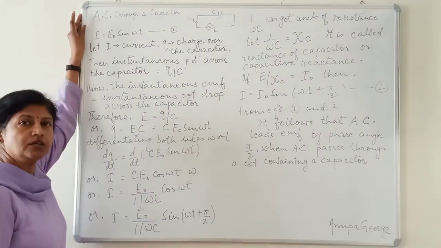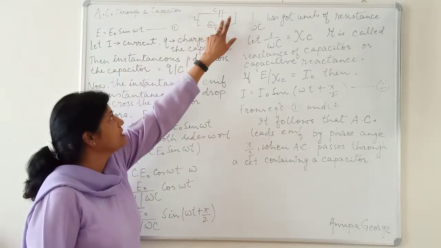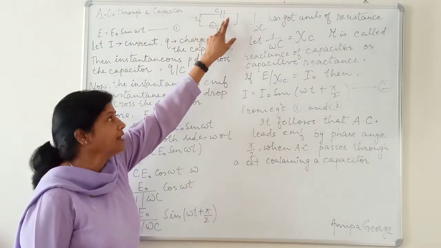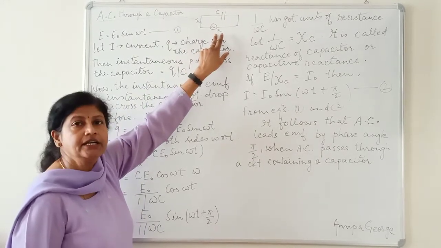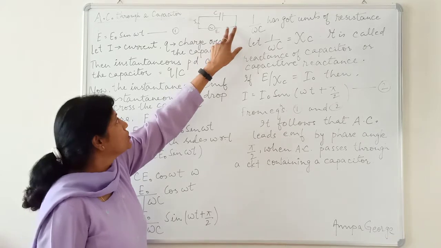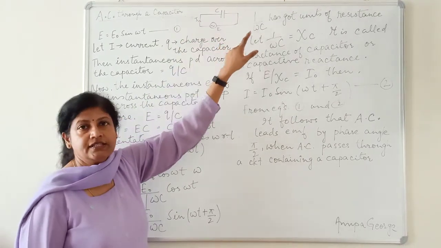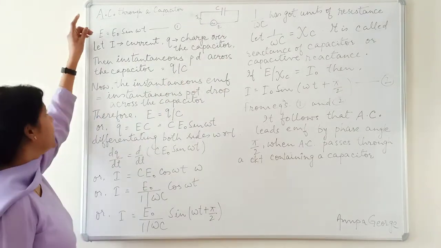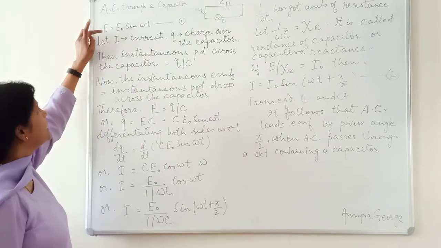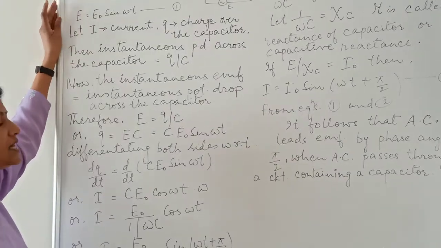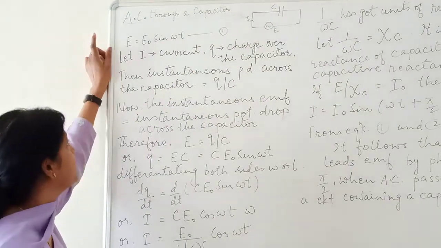AC through a capacitor. Let us consider a capacitor of capacitance C. This C is connected with alternating EMF so that current I flows throughout the circuit. We know that instantaneous EMF E is equal to E naught sine omega t. Let it be equation number 1.